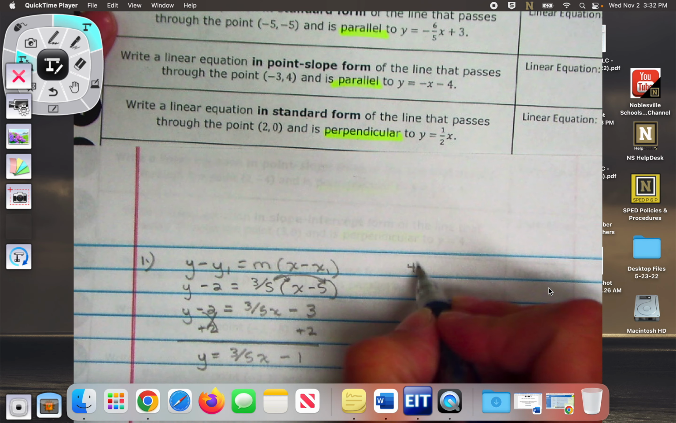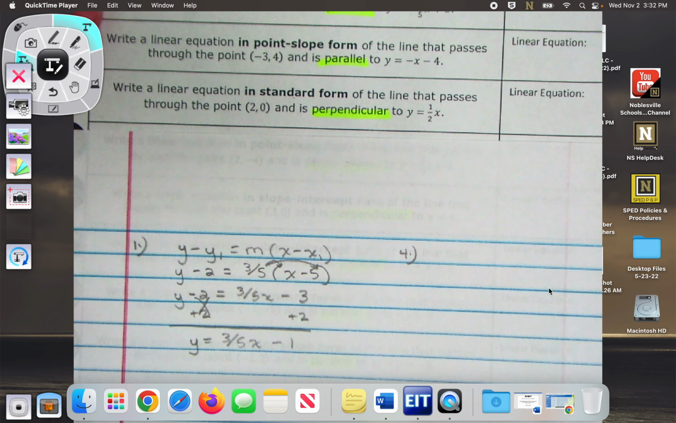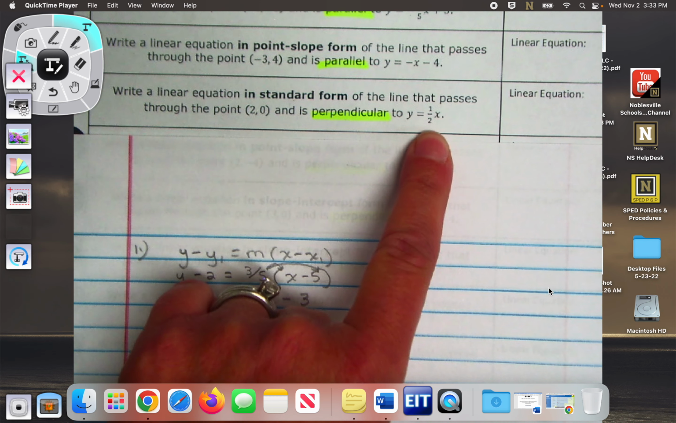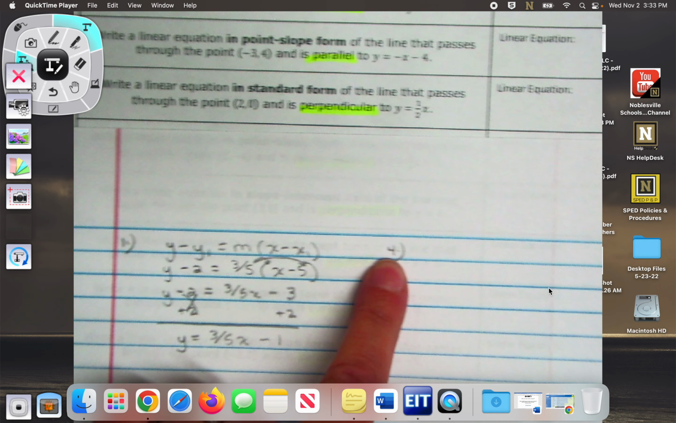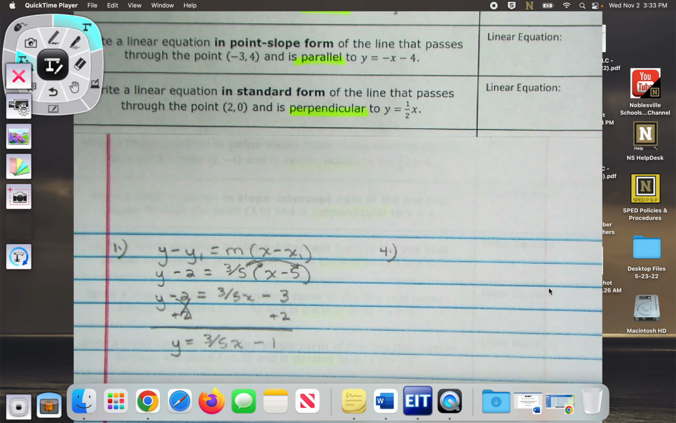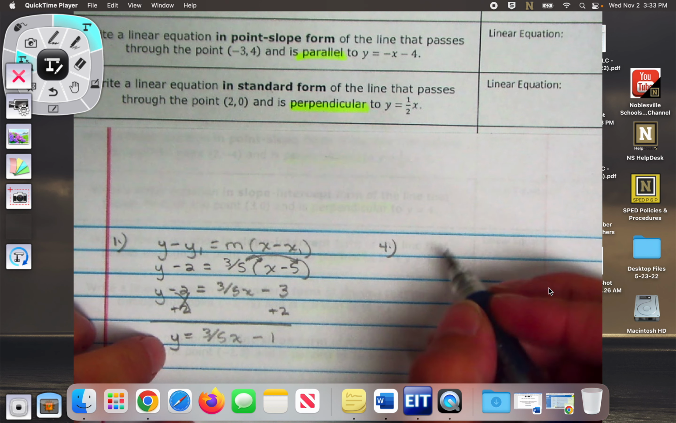I'm just going to put number 4 right here on my paper. So remember, standard form is ax plus by equals c. A can't be 0, a can't be negative, a cannot be a fraction. Okay, so I have a point, I have a slope. What is my slope going to be of my new line? What's it going to be if I want it to be perpendicular? -2, right? So again, I'm going to start out with point slope form.